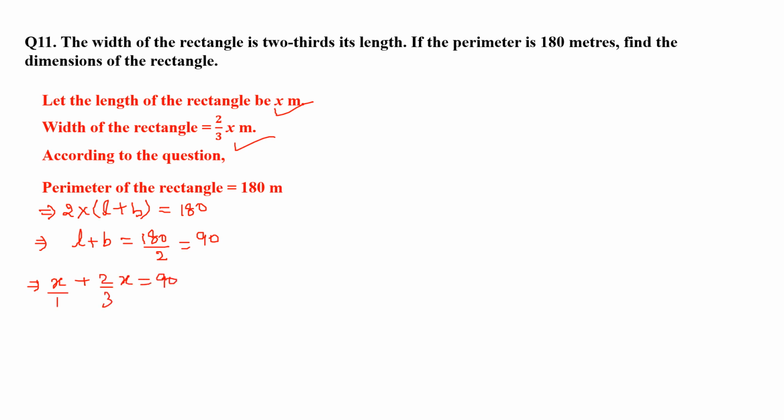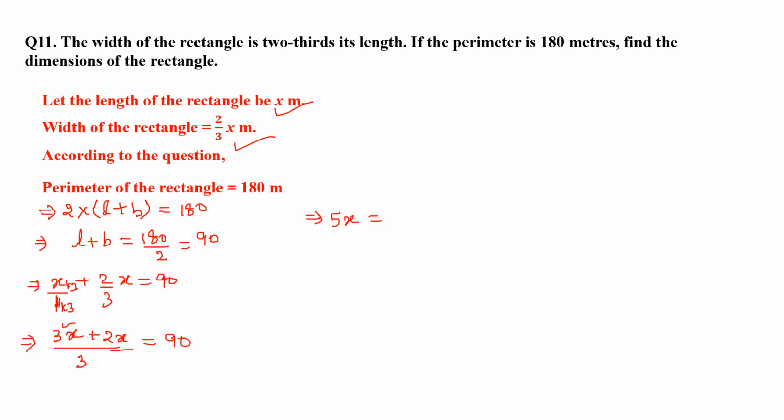Now take the LCM. So LCM of 1 and 3 is 3. So here you will get 3x plus 2x equal to 90. Now how have I got here 3x? So you have to see in 1 how much you will multiply to get the LCM 3. So you have to multiply by 3. So in the numerator also you have to multiply by 3. So it will give you 3x. After that 3x plus 2x is 5x.